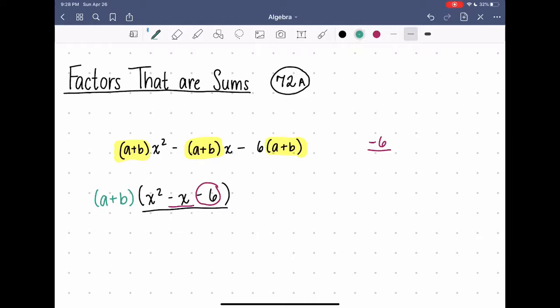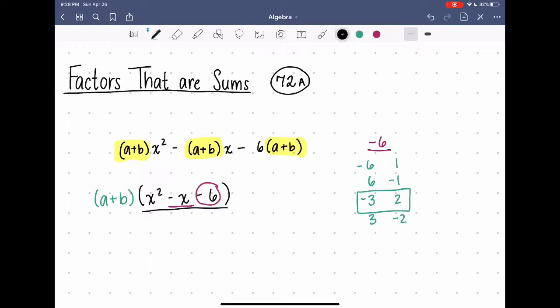So we could have -6 and 1. We could have 6 and -1. We could have -3 and 2. We could have 3 and -2. And that's it. So now I have to figure out which one of these pairs adds up to a -1. And that would be this one right here, the -3 and 2, because -3 plus 2 is -1.